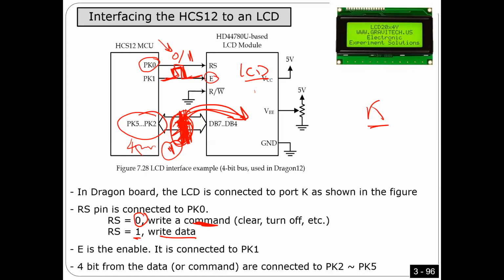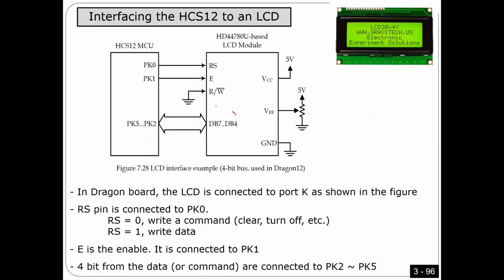Every time you generate a pulse like this one, the LCD knows that there is data ready and it's going to come and take the data. Okay, so what I mentioned now, guys, is that in this part here, you can send data or you can send a command. So what do you mean by data, and what do you mean by command?